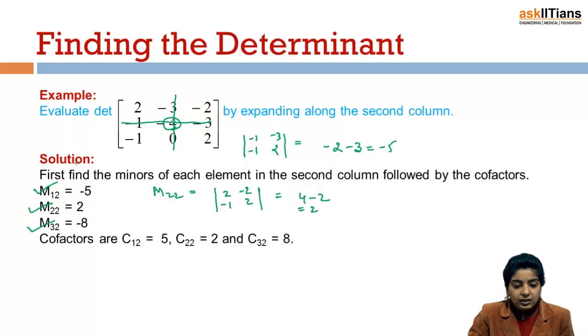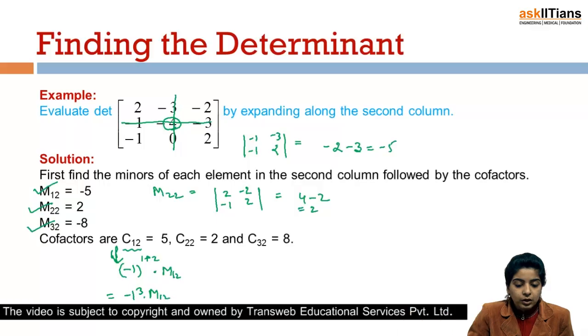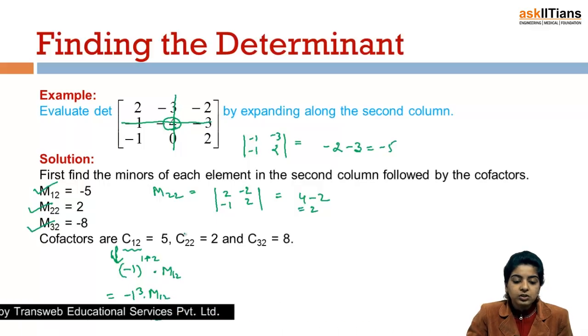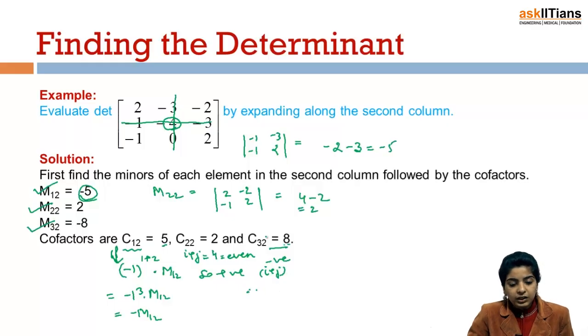So for that, let us see, C12 would be equal to -1 raised to 1 plus 2 into M12. This we are computing, C12 will be equal to -1 raised to 3 into M12, which is minus of M12. You just need to negate the sign of M12, which is 5. Similarly, for C22, i plus j in this case is 4, which is even, so positive. Similarly, here it will be negative. i plus j is odd, therefore you will negate the sign, so we get 8.